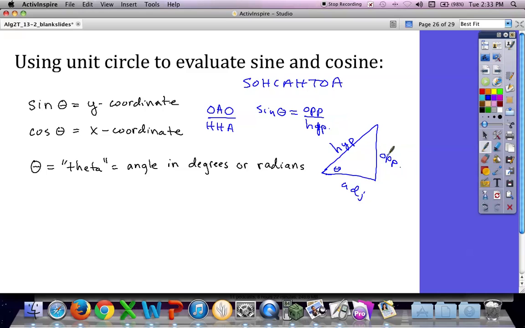Well, the opposite side is the y. So that's why that is consistent with what we've done before with sines and cosines. Right? The x-coordinate, if I did the cosine is adjacent over hypotenuse, but the hypotenuse is 1. So it's really just this, and that's the x-coordinate. So this is completely consistent with what you've done before.